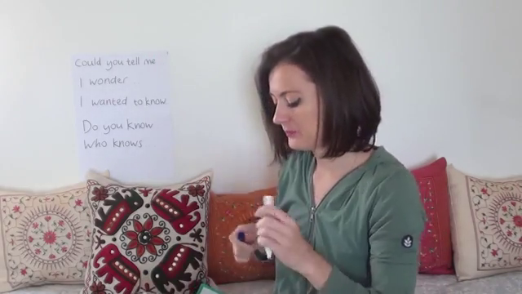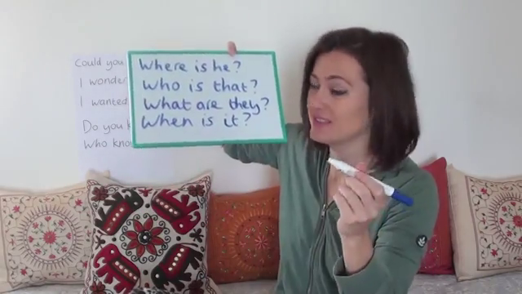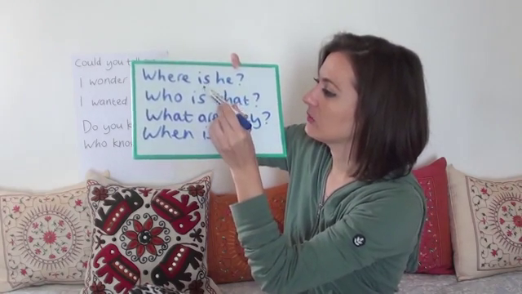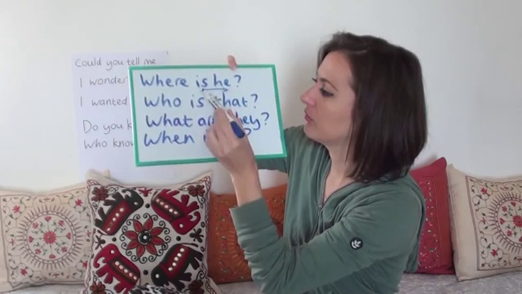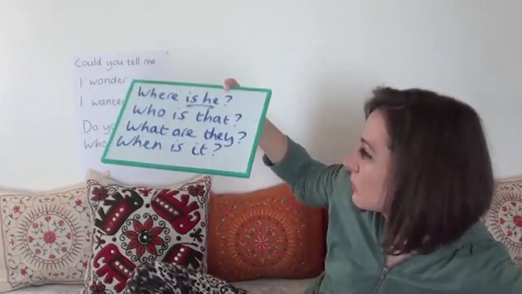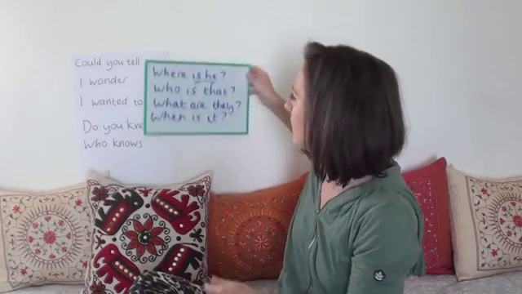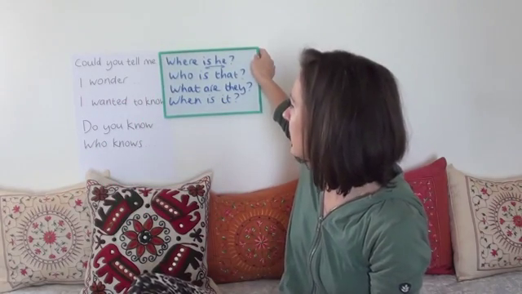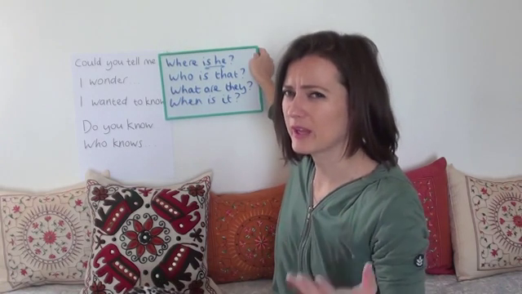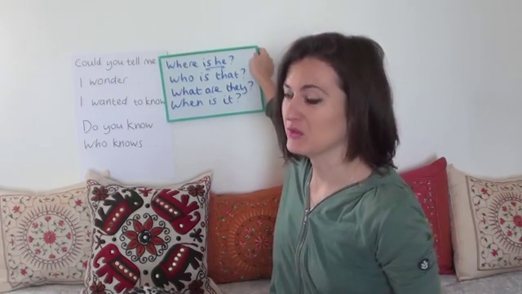So what we do is we need to swap, and I'm sorry this is the same colour, it would be really helpful to change the colour here. So we swap the position of the verb and the object. We have to swap the position. Could you tell me where he is? Feels a little bit weird at first saying that, doesn't it? Because it goes against the structure that you're used to.